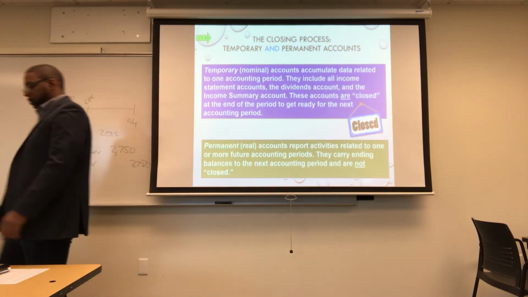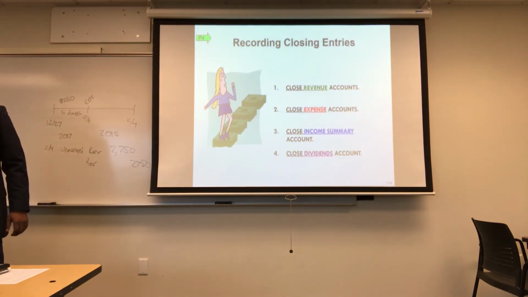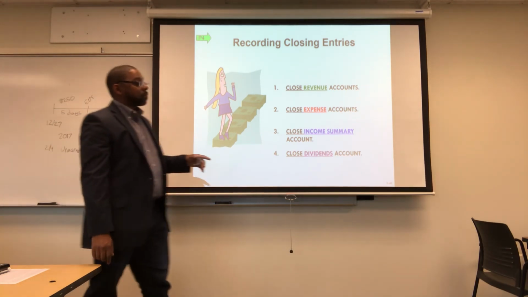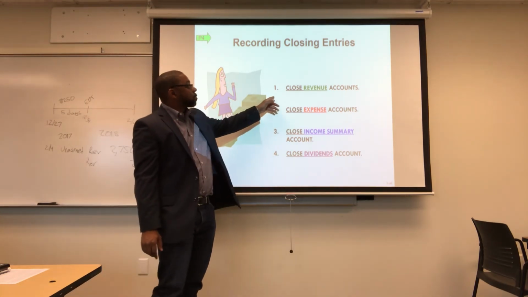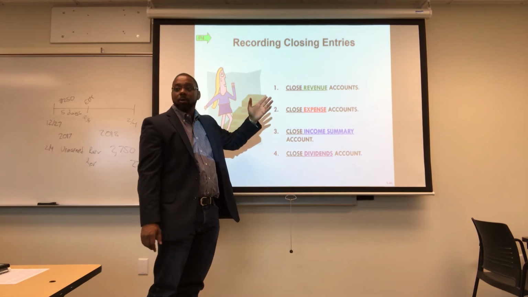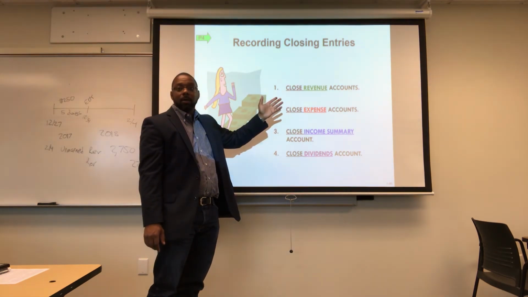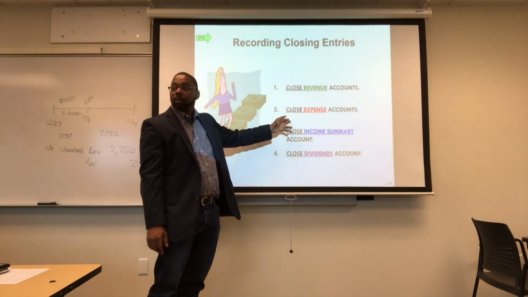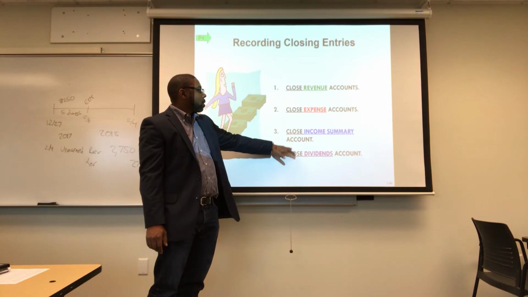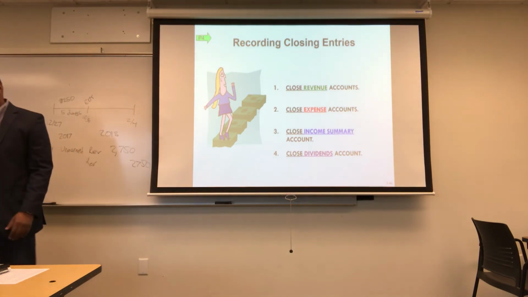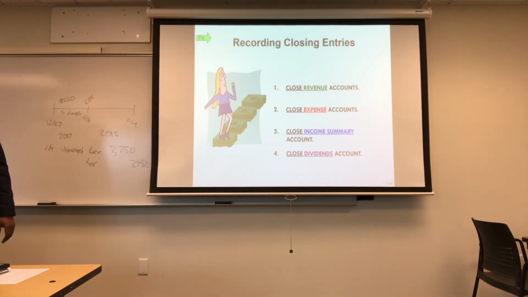And this just highlights more what it is: close the revenue accounts, close the expense accounts. Well, if you close the revenue and expense accounts, you close what? The income statement. Everybody with me? Close all the revenue accounts, close all the expense accounts, you close the income statement. And then we're gonna bring in an account called income summary. I'm gonna show you how that works.